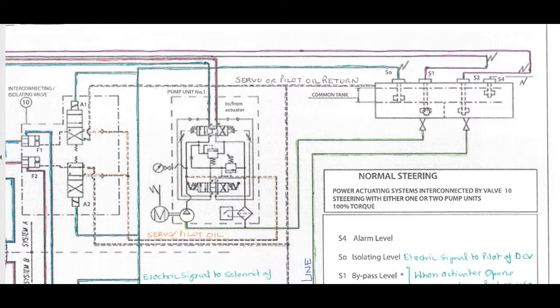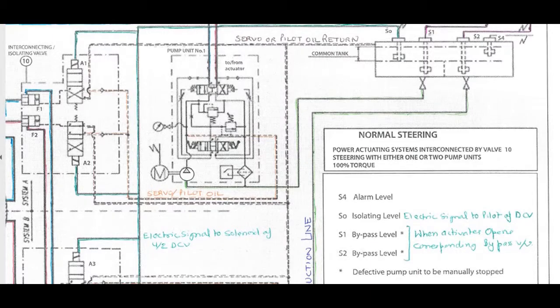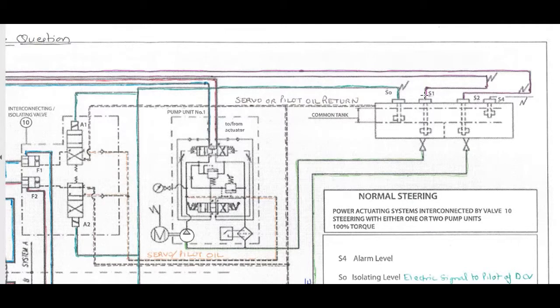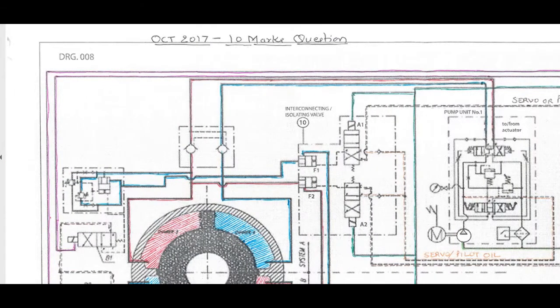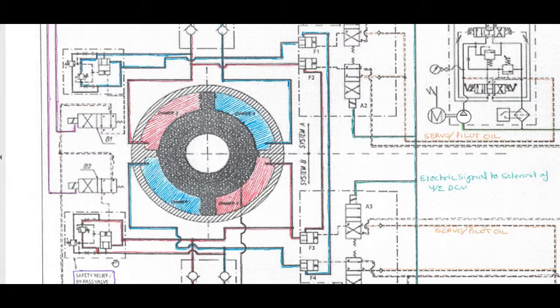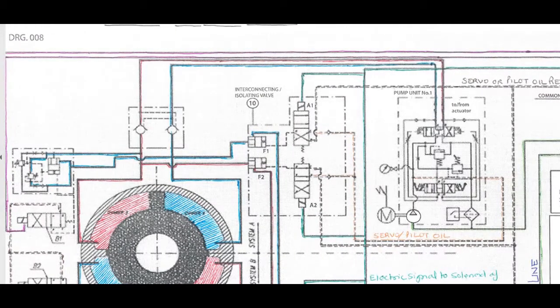If the level further drops to S1 or S2, those are the bypass levels. You can see here the bypass levels. When the level reaches any one of these, this will activate the corresponding unit, and this gives the signal to the DCVs of the bypass valves, and they will open. In simple terms we can say that the interconnecting and isolating valve changes the lines which are in operation.